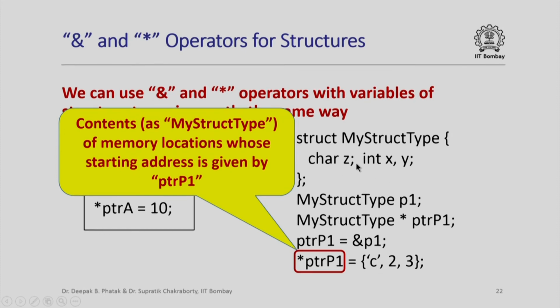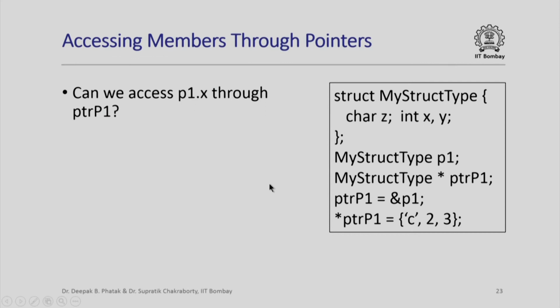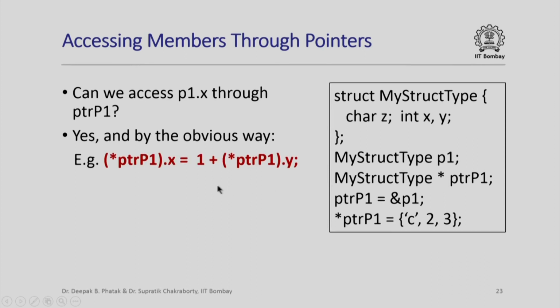We have already seen initialization of structures earlier. It means the member Z of the object star pointer P1 will be initialized to the character C, and the members X and Y of the object star pointer P1 will be initialized to 2 and 3 respectively. Now that we have seen how to find out addresses of structures and how to dereference those addresses, we want to ask, can we access the member of a structure like P1.x through a pointer to that structure like pointer P1? Well, the answer to this is yes, and by the obvious way.